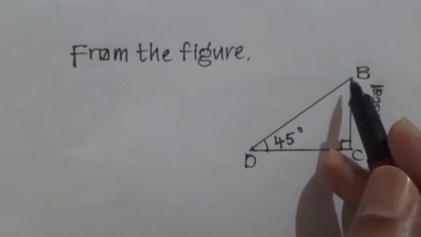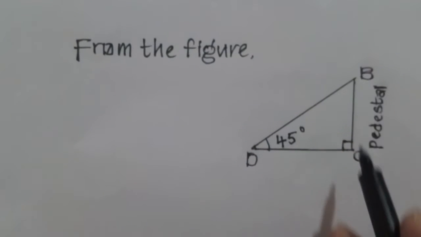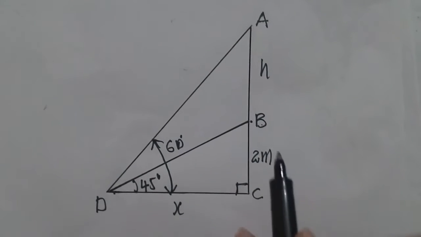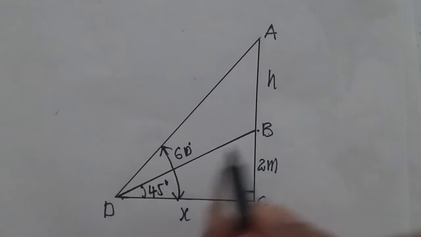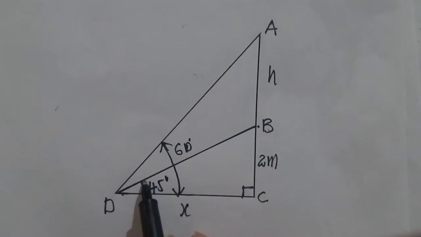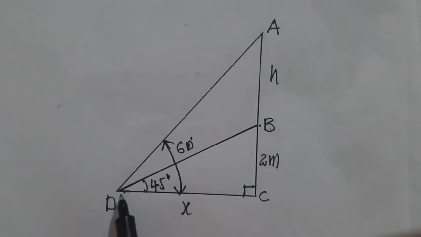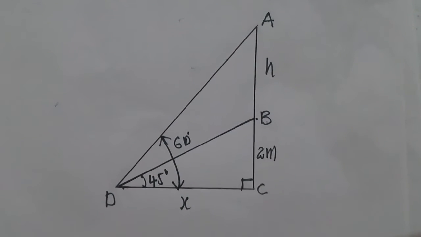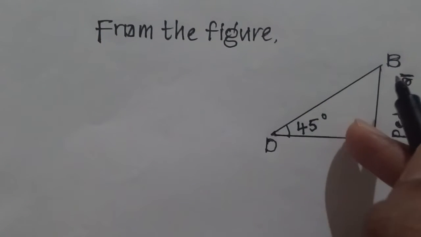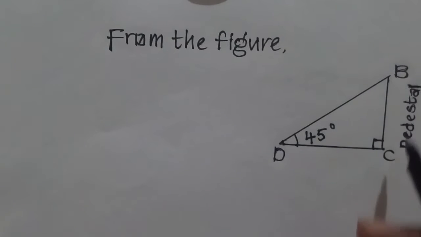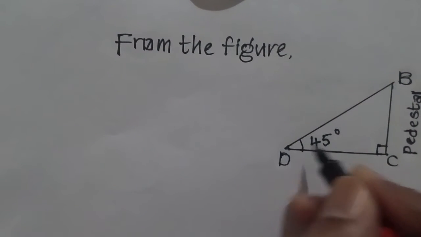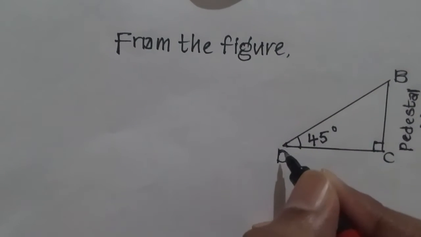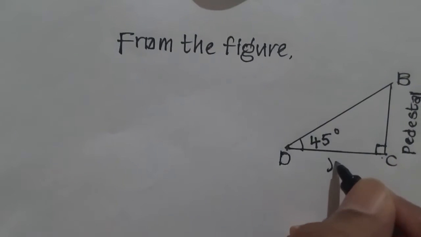Here, look at the figure. I am drawing triangle BCD separately. BCD is a right angle triangle, right angle at C. The angle of elevation is 45 degrees. The distance between the point of observation and the foot of the pedestal is x, and the height of the pedestal is 2 meters.